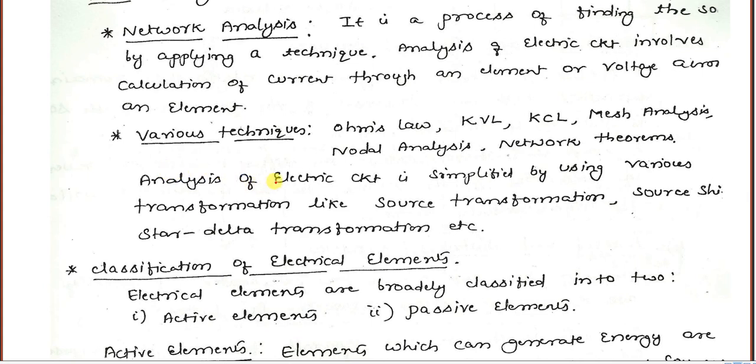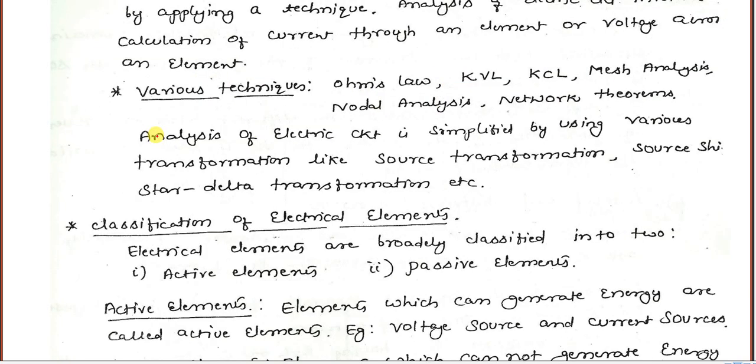So next, network analysis is a subject name. It is a process of finding circuit elements like current or voltage by applying techniques. Analysis of circuit involves calculation of current through an element or voltage across the element. You can find out parameters like current and voltage by applying some techniques. That is actually network analysis.